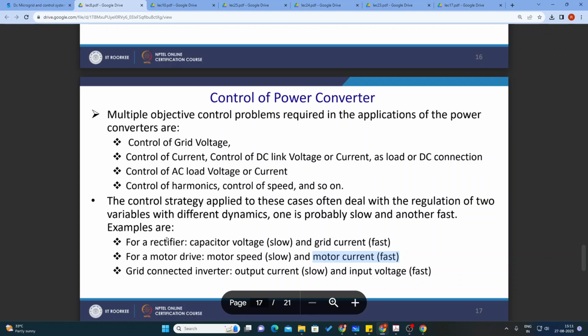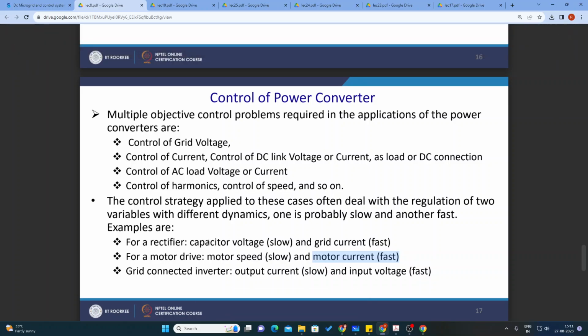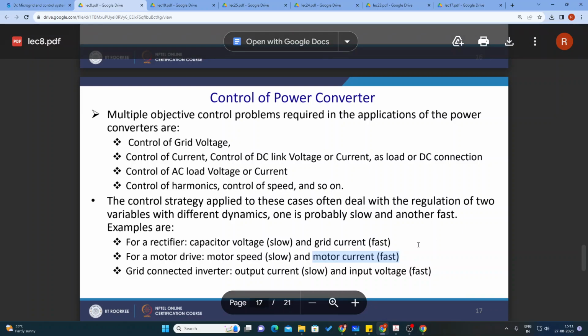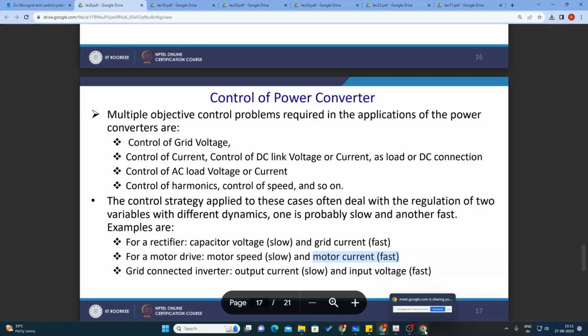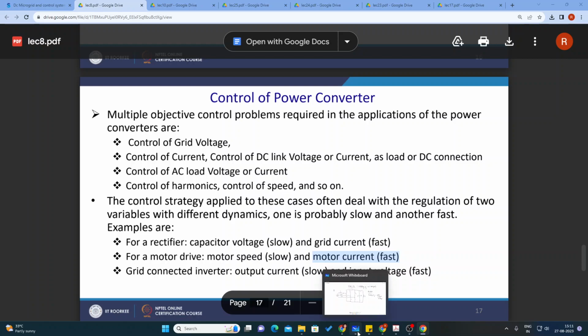But in the case of a rectifier or inverter, one is current and the other is voltage and vice versa. So how do you differentiate between current and voltage, which one will be slower or faster? There, the primary objective in the case of a rectifier is the capacitor voltage that we have to control, right? Actually it's the same device, the control just changes.